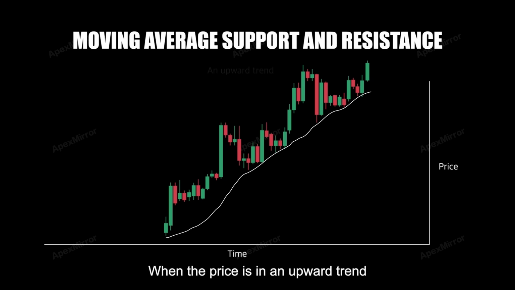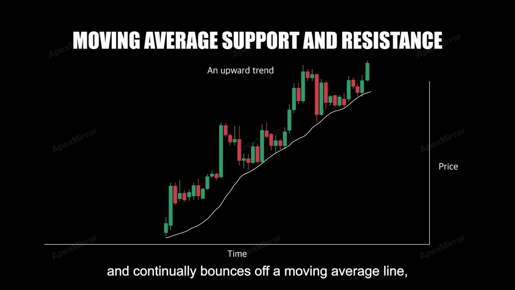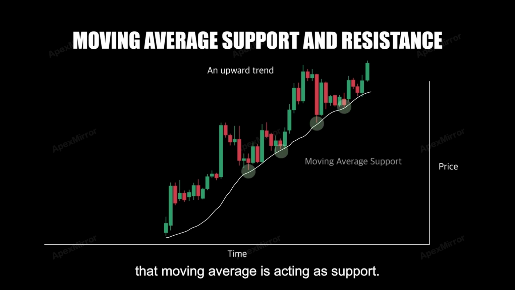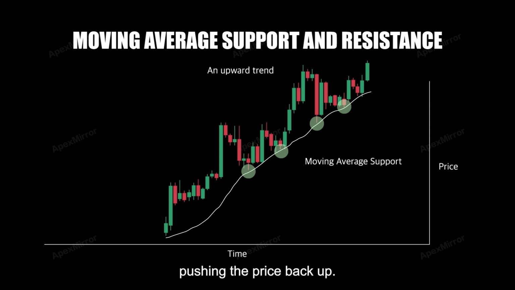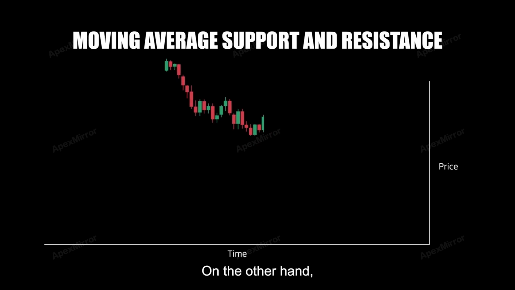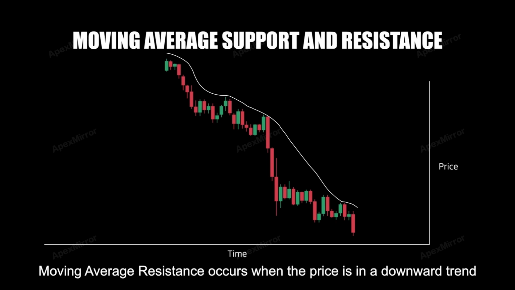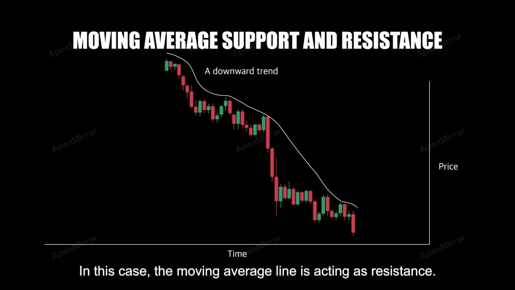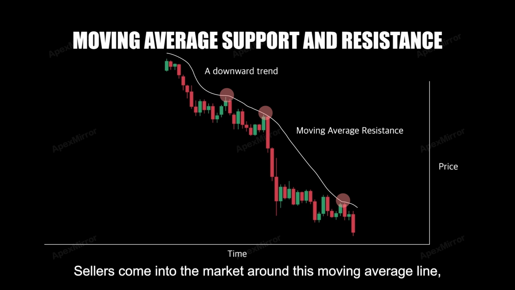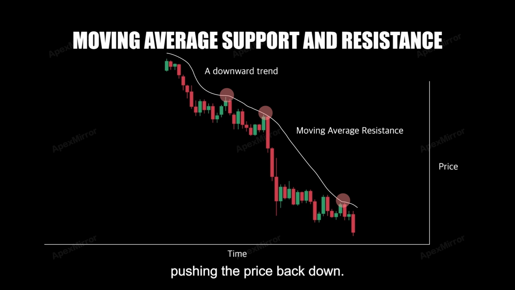When the price is in an upward trend and continually bounces off a moving average line, that moving average is acting as support. Buyers come into the market around this moving average line, pushing the price back up. On the other hand, moving average resistance occurs when the price is in a downward trend and continually pulls back to a moving average line before falling again. In this case, the moving average line is acting as resistance. Sellers come into the market around this moving average line, pushing the price back down.